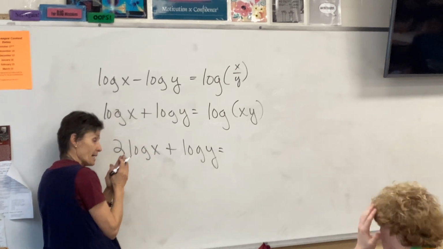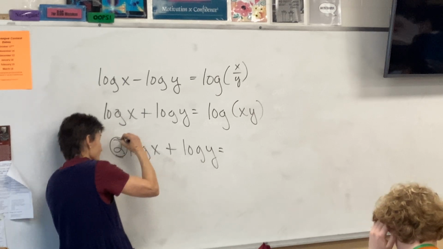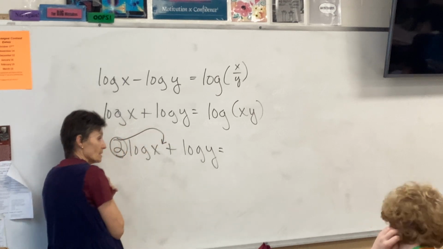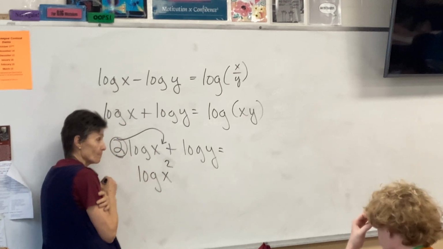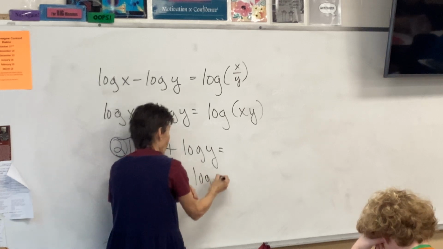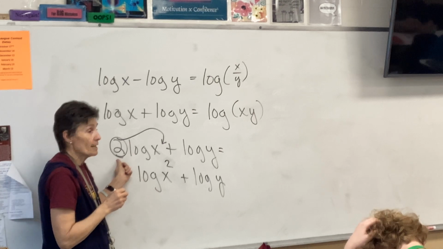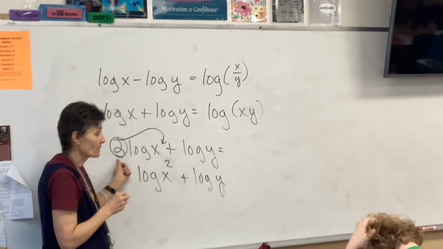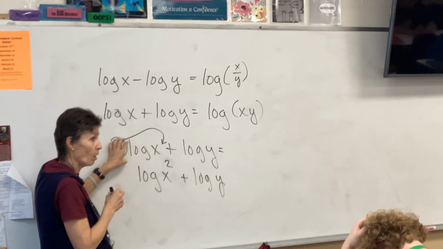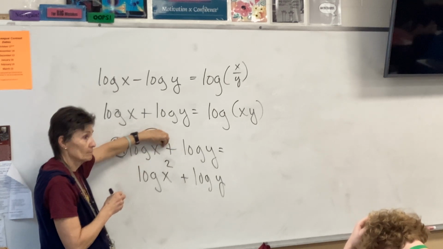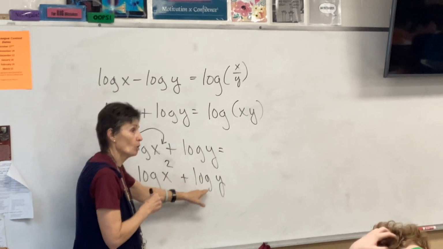In the magic land of logarithms, that 2 becomes an exponent. So this becomes the log of x squared plus the log of y. So a coefficient in front of a logarithm becomes an exponent. So you simply pluck him off and put him right here. So now I have the log of x squared plus the log of y.